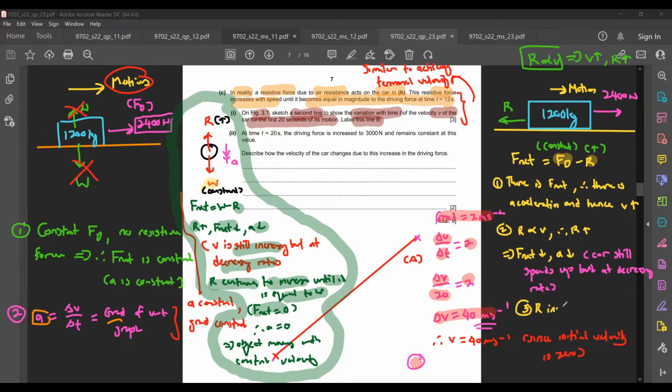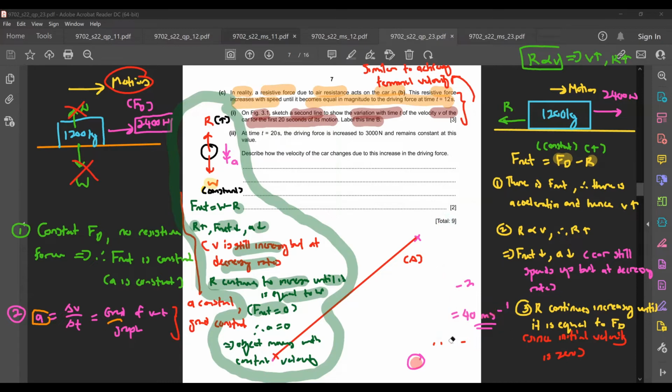R increases, continues increasing until it equals FD. So from here is where your object moves with constant velocity.